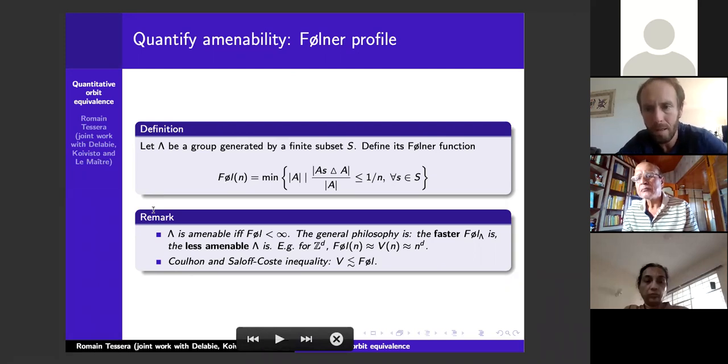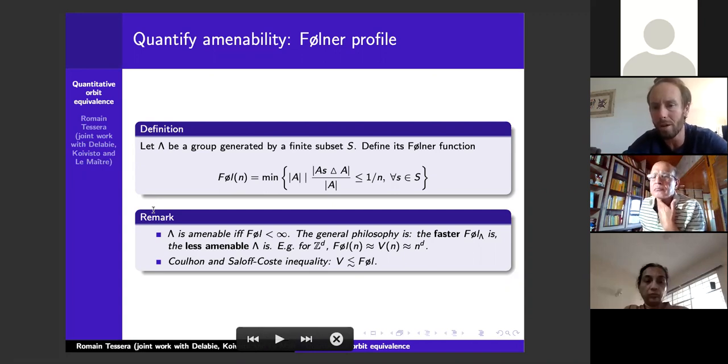When you have a Følner set, it's a sequence of almost invariant probability measures, actually, because the sets are almost invariant. If you take the renormalized counting measure on these finite sets, you have a sequence of probability measures which are asymptotically invariant. And the existence of the invariant mean is just passing to the limit. In a weak topological sense, there exists a limit which is now invariant, except that it's not a probability measure, it's a mean.